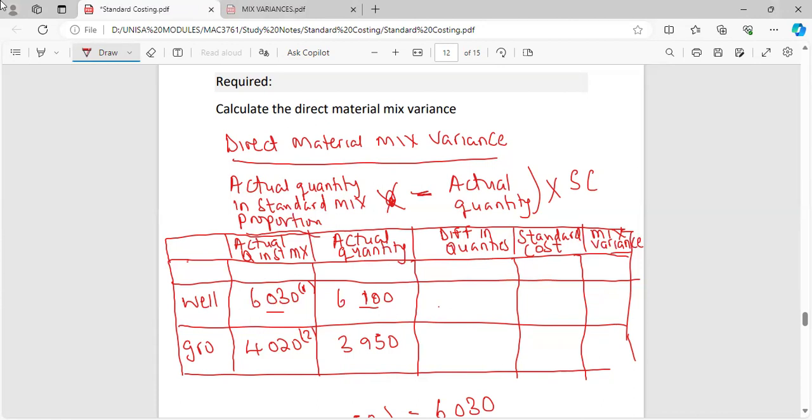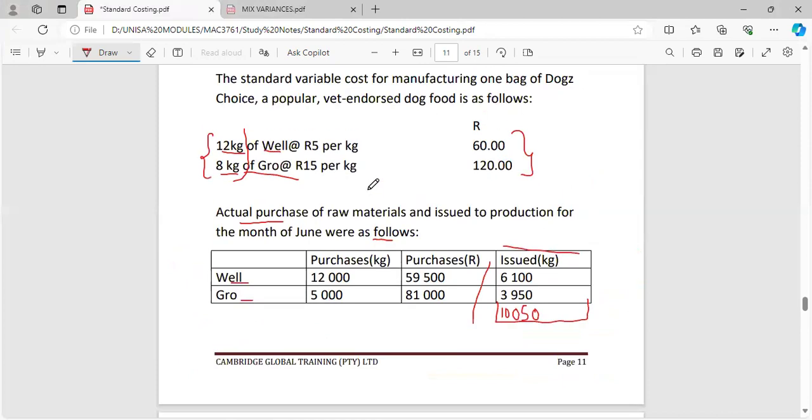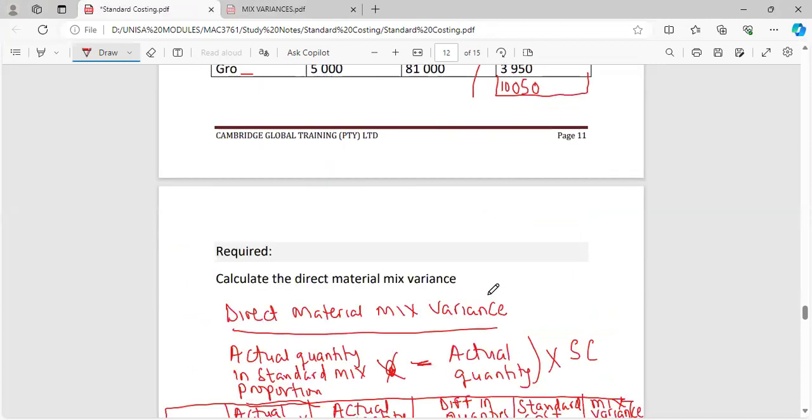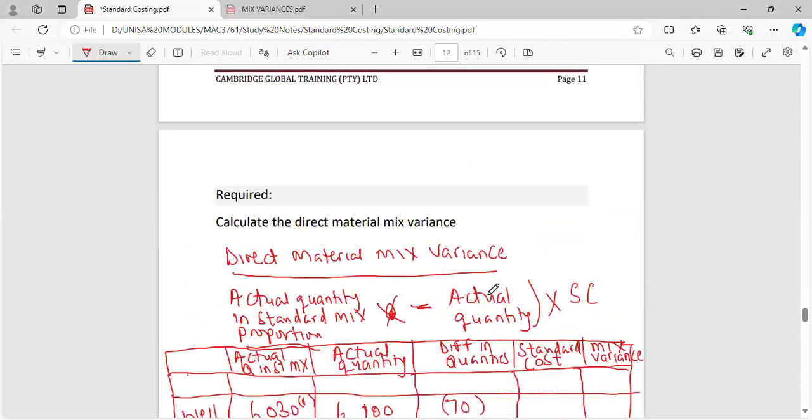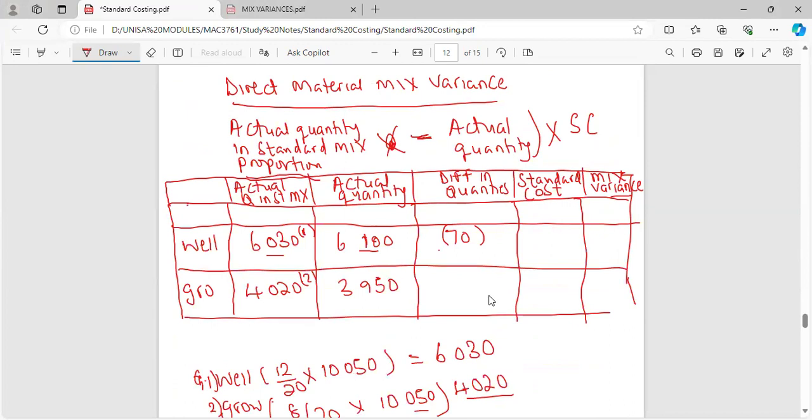Right. So let's look at what is going to be the difference. 6,100 minus 6,030. So this one is going to have 70, which we say is unfavorable. Then you look at the standard cost. What is the standard cost? For the one it's 5 rand, and for the other one it's 15. So our standard cost here is going to be 5, and here it's going to be 15.